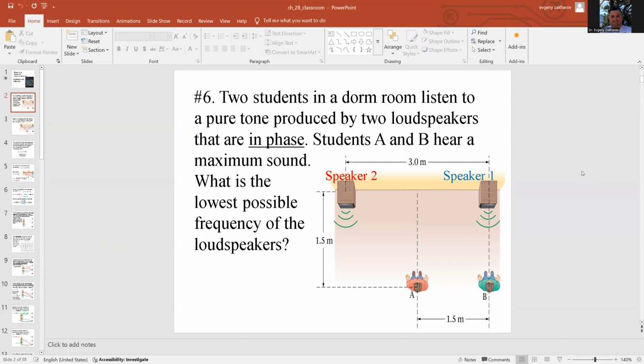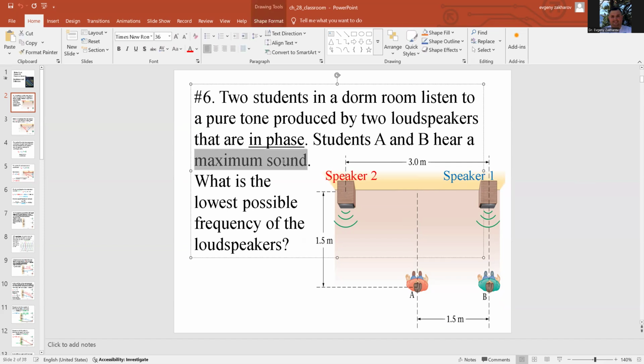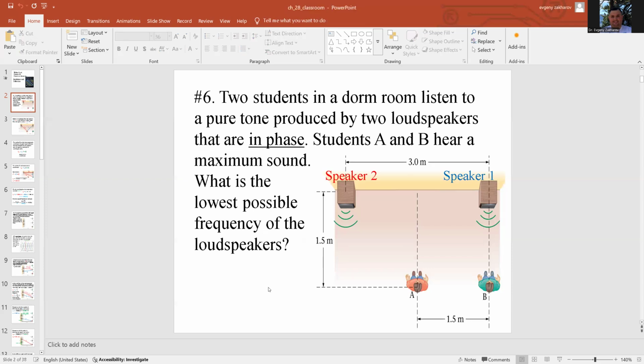Problem number one, we got two students sitting in the room listening to two loudspeakers and they are in phase. So the given condition is in phase. And it's also given that we can hear a maximum sound. Maximum is clearly the key word for constructive interference. And the question is, what's the possible frequency of the loudspeakers?